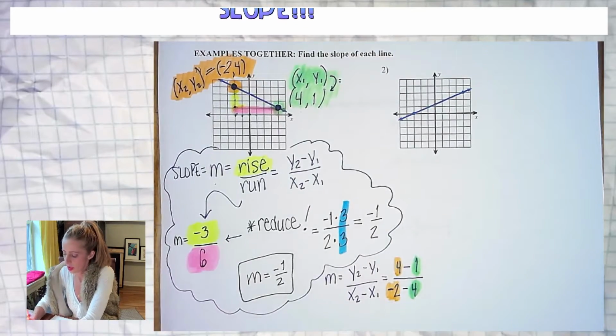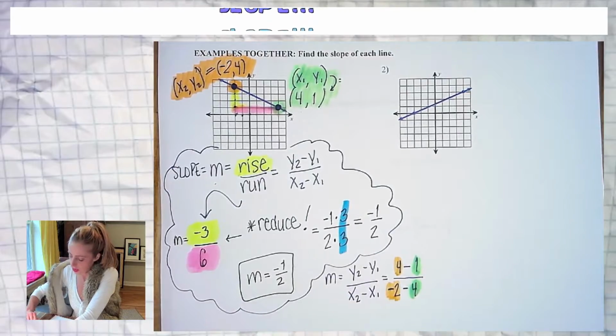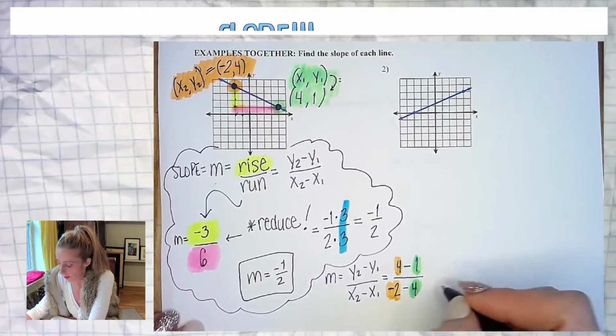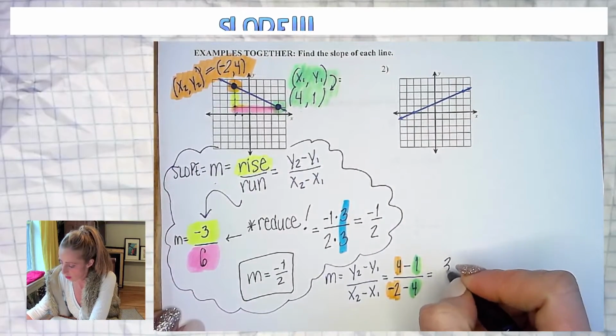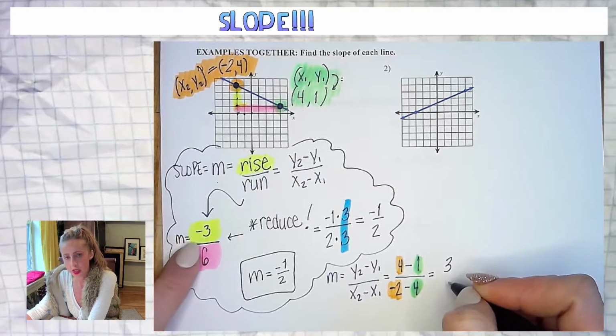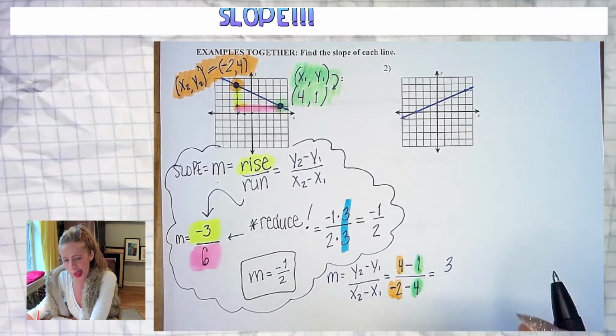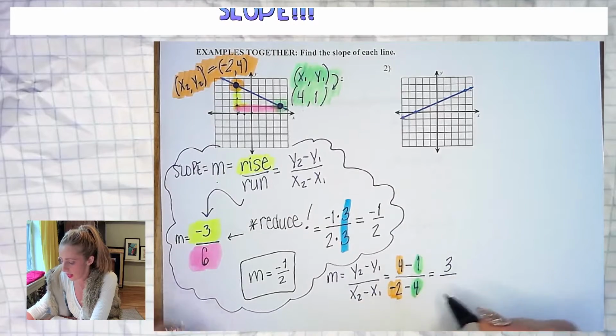So those are my numbers. I think the numerator is pretty easy. We have 4, take away 1. 4, take away 1, we get 3, as opposed to the negative 3. It's because we went the other way, so it'll all make sense in a second.